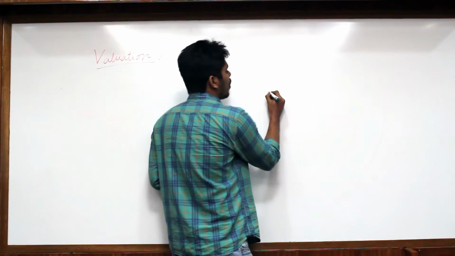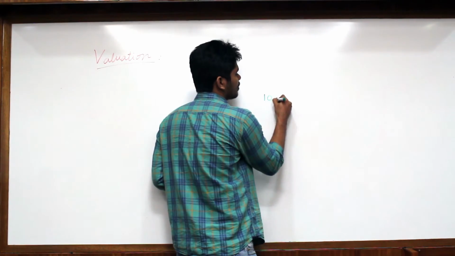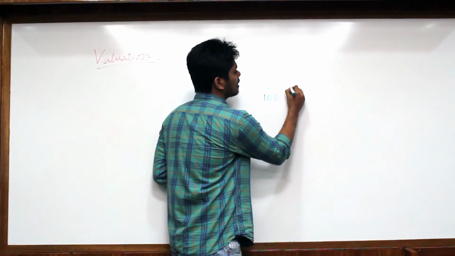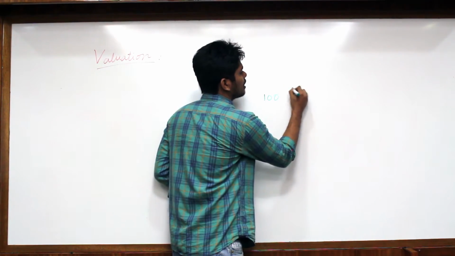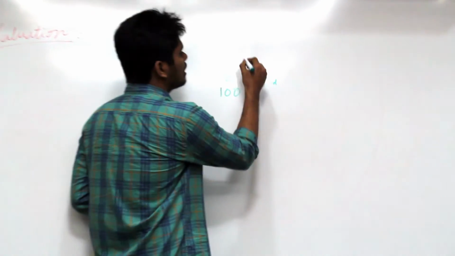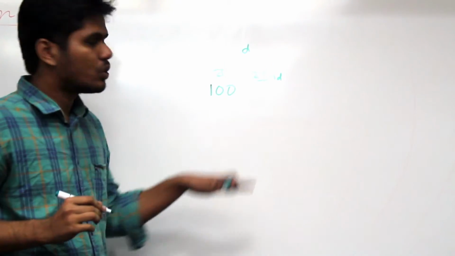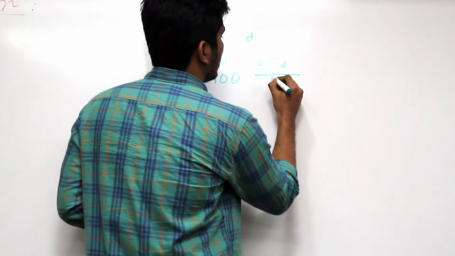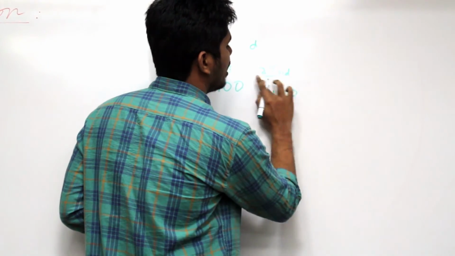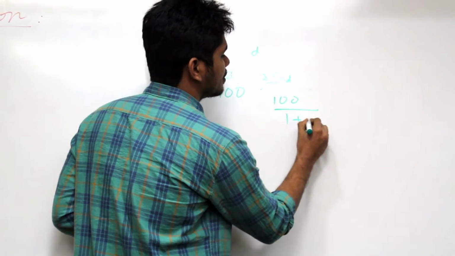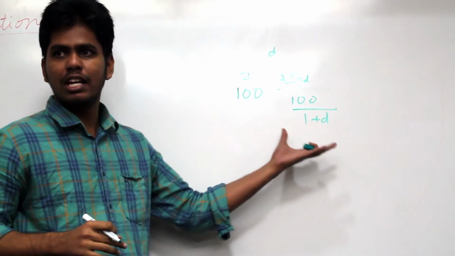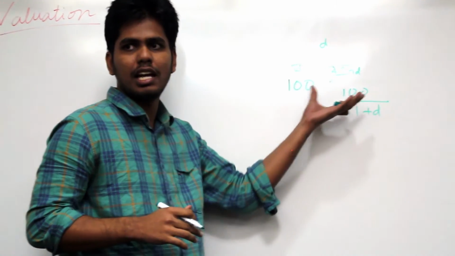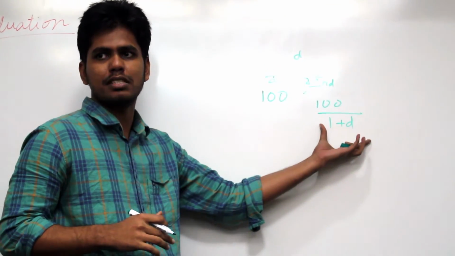So on the first year, I get 100 rupees from the chicken. On the second year, let the discount rate be D. So the present value of the future asset will be 100 divided by 1 plus D. So the value of it depreciates. If I consider the present value of it, I will discount it by 1 plus D.